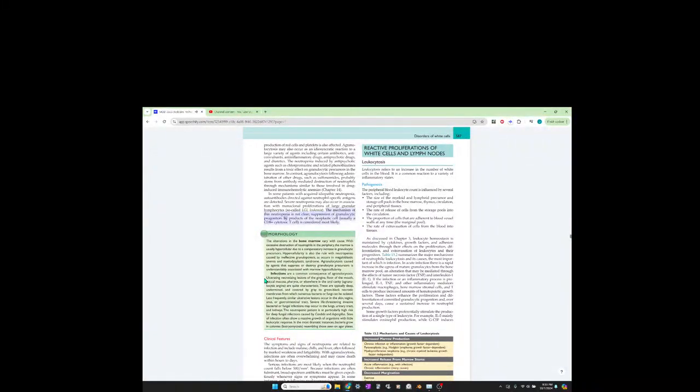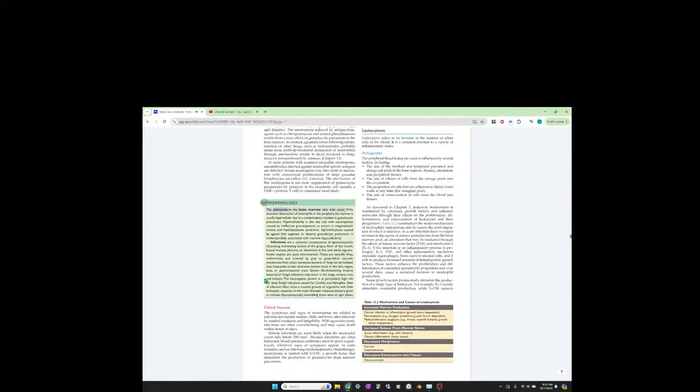In contrast, agranulocytosis following administration of other drugs, such as sulfonamides, probably stems from antibody-mediated destruction of neutrophils through mechanisms similar to those involved in drug-induced immunohemolytic anemias. In some patients with acquired idiopathic neutropenia, autoantibodies directed against neutrophil-specific antigens are detected. Severe neutropenia may also occur in association with monoclonal proliferations of large granular lymphocytes. The mechanism of this neutropenia is not clear. Suppression of granulocytic progenitors by products of the neoplastic cell is considered most likely.